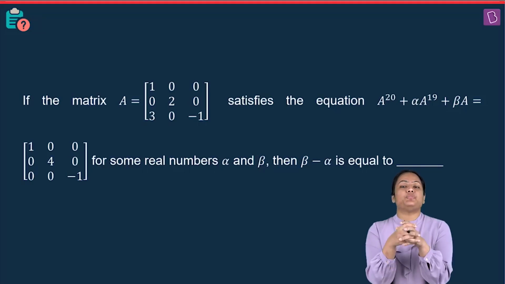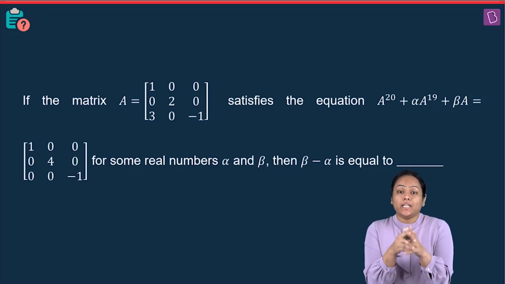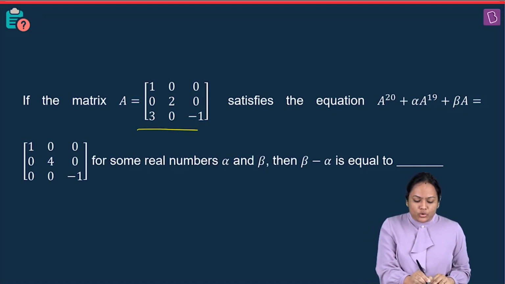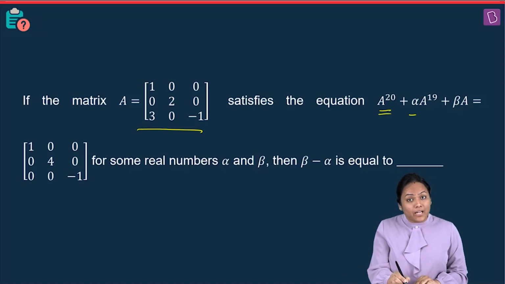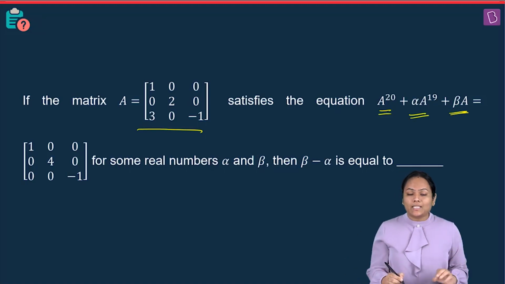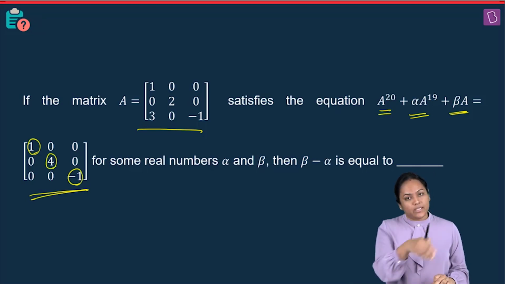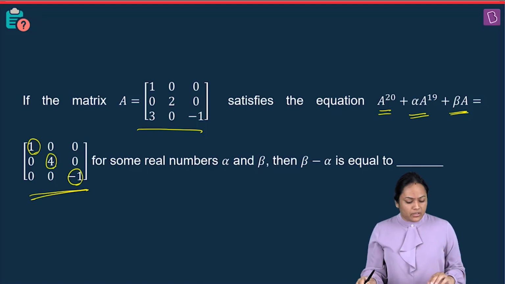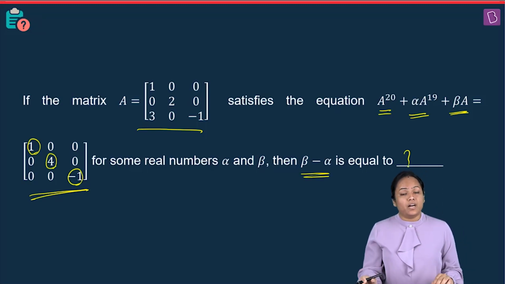The next question is from Matrices and it was not difficult, but it is a bit lengthy. The question says that they have given us a matrix A which satisfies the equation A raised to 20 plus alpha A raised to 19 plus beta A equals another matrix given to us, a diagonal matrix having elements 1, 4 and -1 in the diagonal. Okay, the rest of them are definitely 0. What is the value of beta minus alpha is what they have asked.